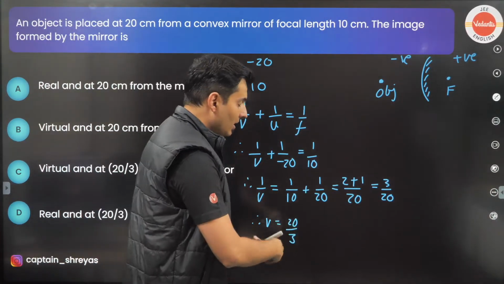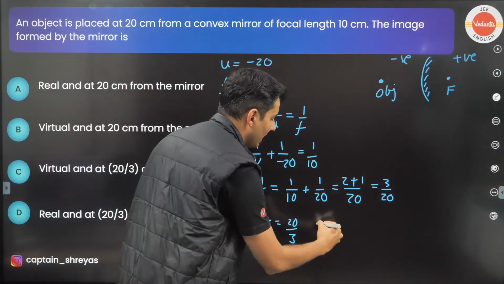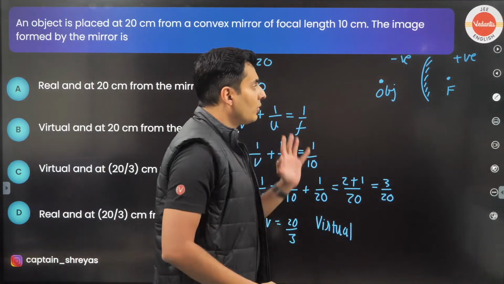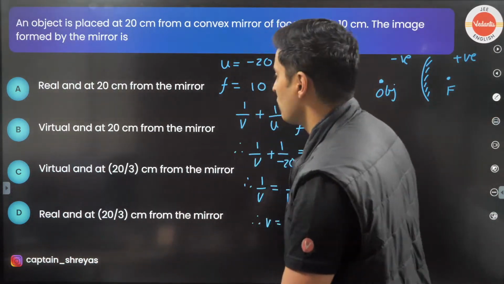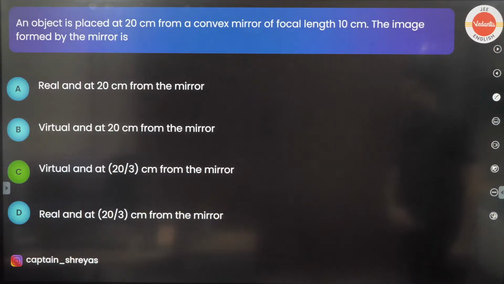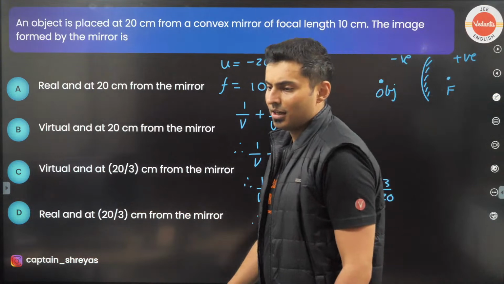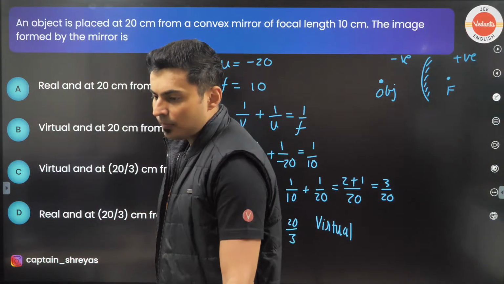Because it is positive, that means the image is formed there. So it is definitely going to be a virtual image. It's going to form on that side, which is behind the mirror, which is a virtual image. So virtual and 20 by 3 centimeters from the mirror, which is option C. Very nice, Dinesh. Excellent.